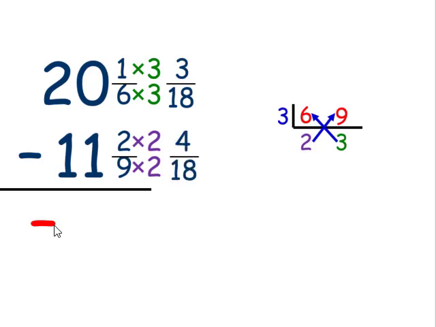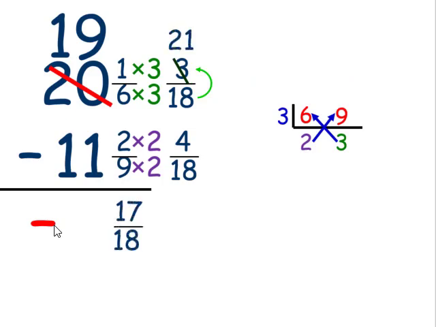But notice 3 is less than 4, so we're going to borrow from the 20. That's going to give us 19, and we're going to add 18/18 to 3/18, which would give us 21/18. 21 minus 4 is 17/18, and 19 minus 11 is 8. But our answer is not 8 and 17/18. It's negative 8 and 17/18.